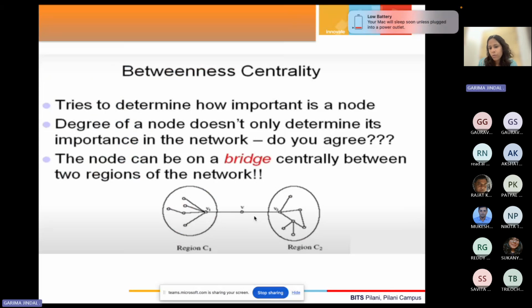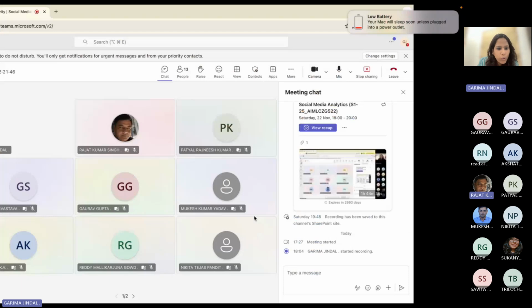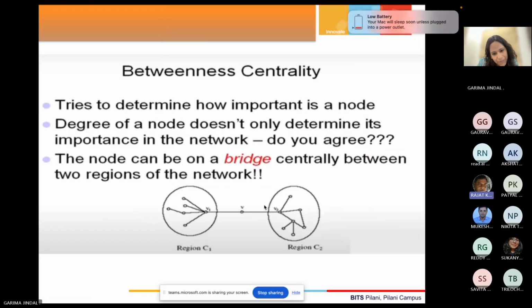Just try to think what could be the formula for betweenness centrality. It is something related to shortest paths. Anyone want to try? Yes. I guess the distance from V to V1 and V2.